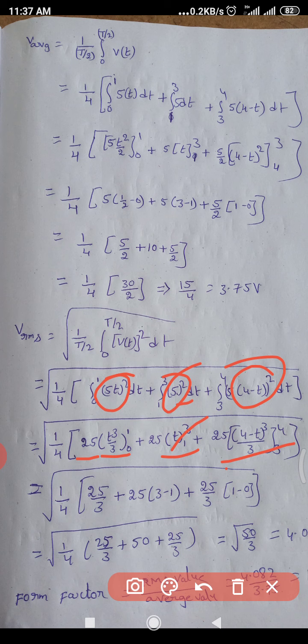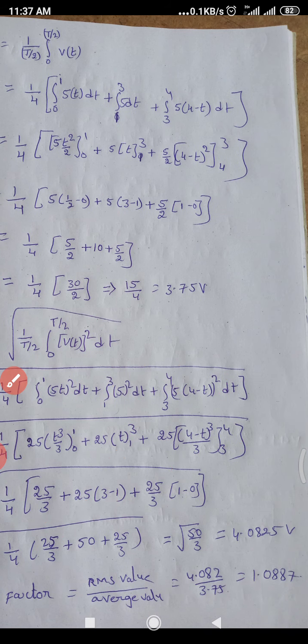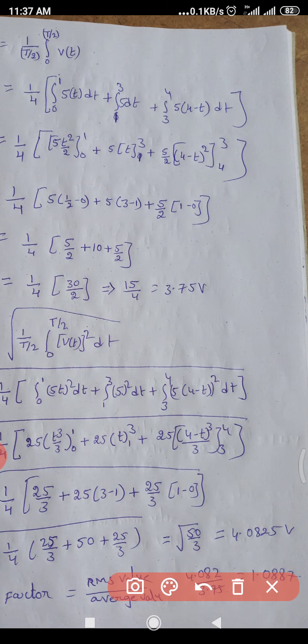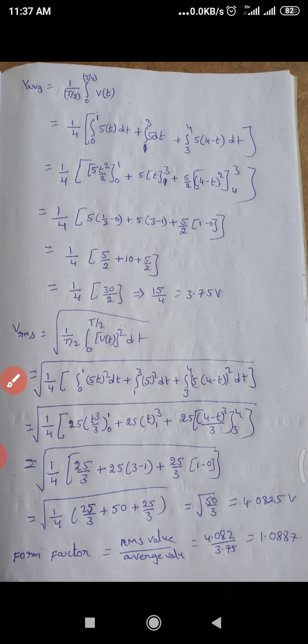If you apply the limits for this equation, we get the value as square root of 1 by 4 into 25 by 3 plus 25 into (3 minus 1) plus 25 into (1 minus 0). Now if we simplify this equation, we get 1 by 4 into 25 by 3 plus 50 plus 25 by 3, and overall by simplifying we get the value 4.0825. This is the overall RMS value for the given trapezoidal waveform.